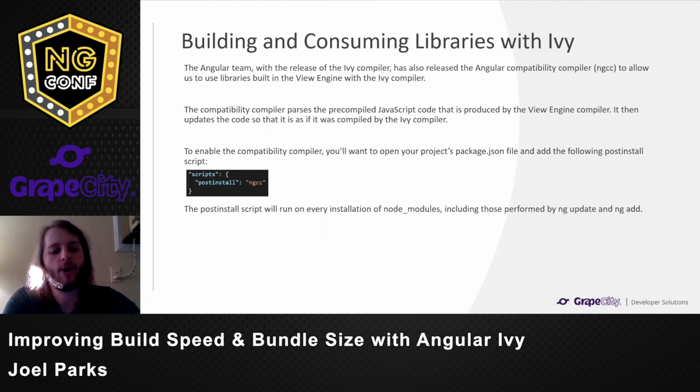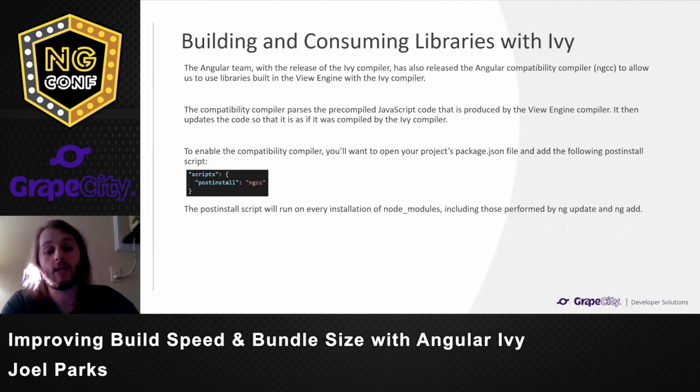Now, the compatibility compiler works by scanning the node_modules folder for packages that are in Angular Package Format, or APF, by checking the metadata.json files. The compatibility compiler will then produce Ivy-compatible versions for each of these packages.